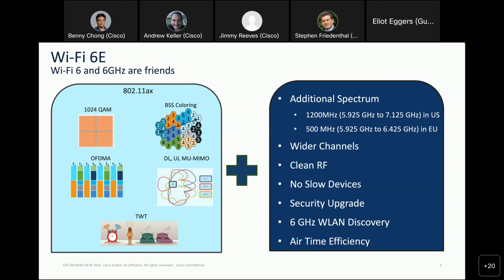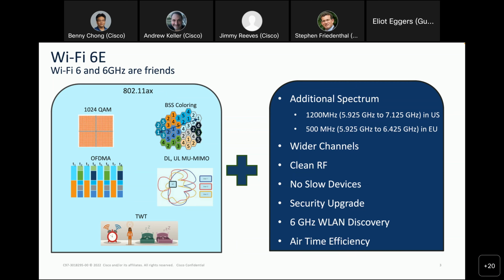It's clean RF because there's a lot less interference now in this new frequency band, this 6 gigahertz band. And it's also not backward compatible. In other words, if you have a device that can only support 2.4 and a 5 gigahertz band, but does not have a 6 gigahertz radio, it's not going to be able to talk in the 6 gigahertz frequency band. So there are no quote unquote slow devices.